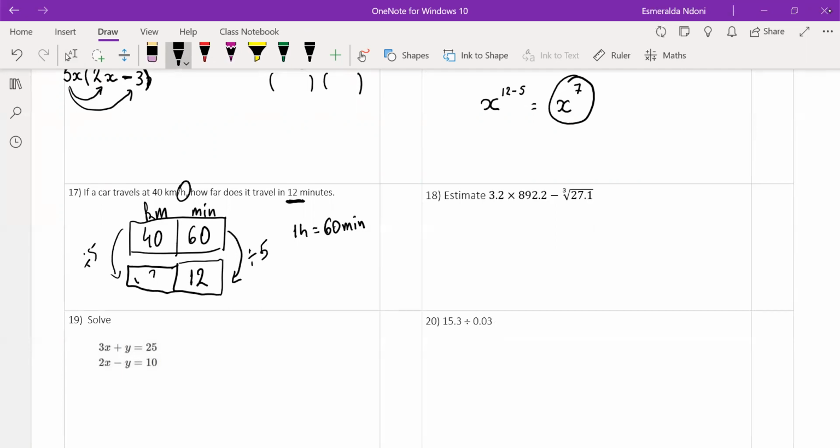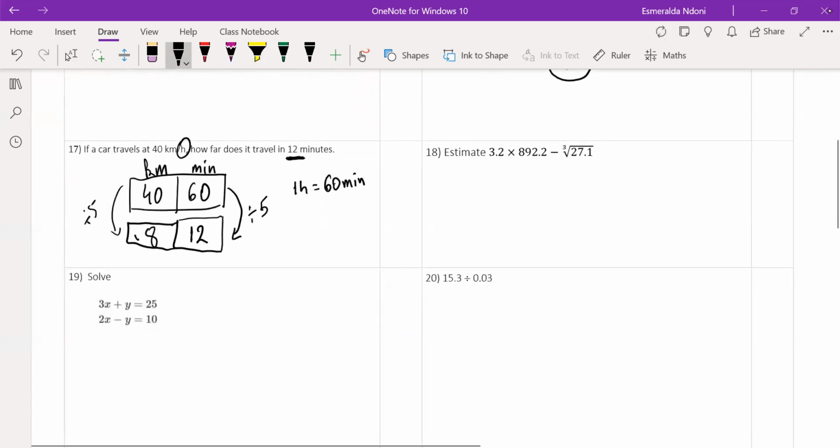40 divided by 5 is 8. Go back to the question and see what it asks me. If a car travels at that speed, how far does it go? So we know now that it goes 8 kilometers in 12 minutes. That's how far it will go.